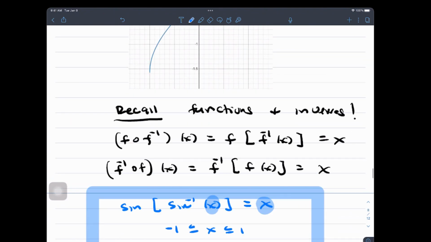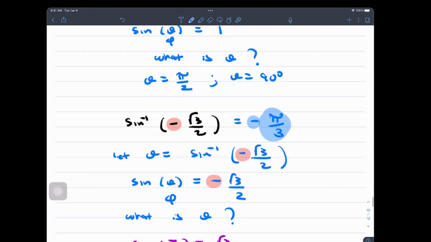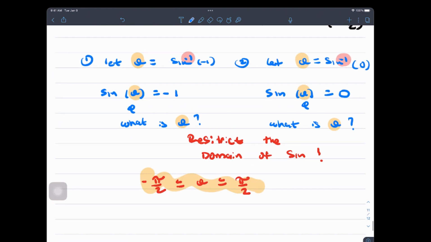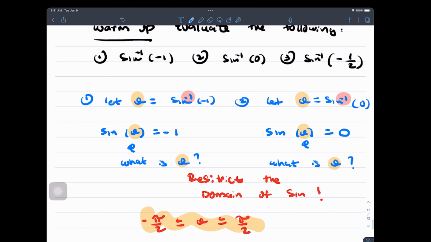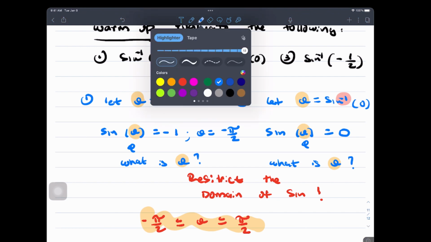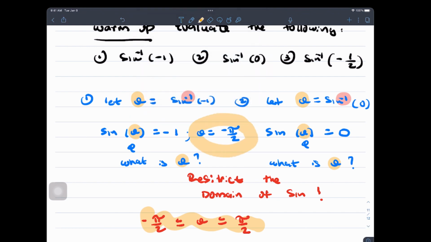So final answer when they ask you these special kind of questions, right? This happens when theta is what? We already answered it. Negative pi over 2. You're done, ladies and gentlemen. This one is when theta is what? 0. Right?